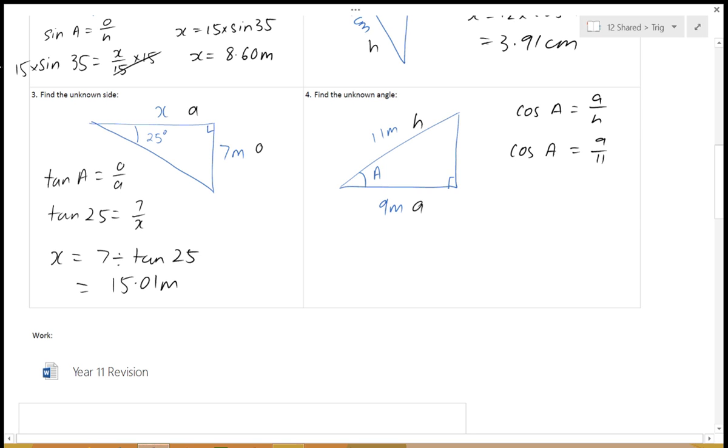And when we're looking for an angle, how do we get the cos over to the other side? What we do is cos inverse. We go A equals cos inverse 9 over 11. Okay? Put that one into a calculator. So cos inverse you usually get by going shift and then pressing cos. You've got 9 divided by 11. And so that gives us an angle of 35.1 degrees.